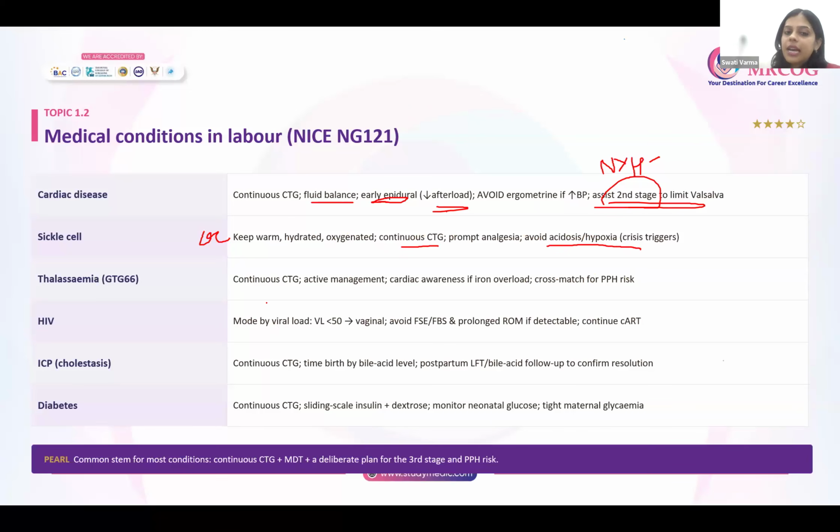Then comes thalassemia. In thalassemia, again the same thing, continuous CTG. Active management of third stage of labor remains important in all the medical conditions. Here, the peculiar thing is cardiac awareness if there is iron overload.